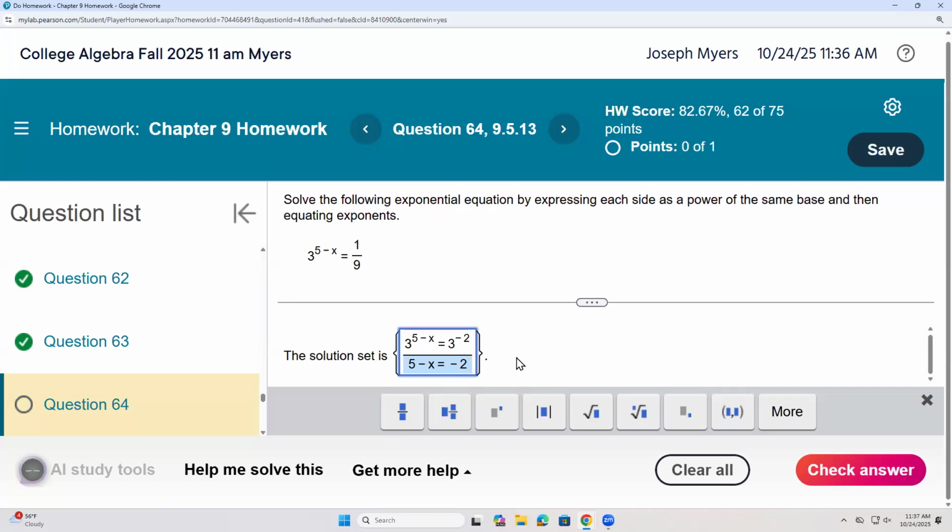Now, we have to get x by itself. So to get x by itself, I'm going to add an x to both sides. I don't have much room, so that's why I'm not doing it on separate lines. So add an x to both sides, and then what's left on the left is just 5. And then you have negative 2 plus x on the right. What can I add to both sides to get rid of the negative 2? I could add a 2 to both sides. And then negative 2 plus 2 is gone. And you just get 5 plus 2, which is 7.